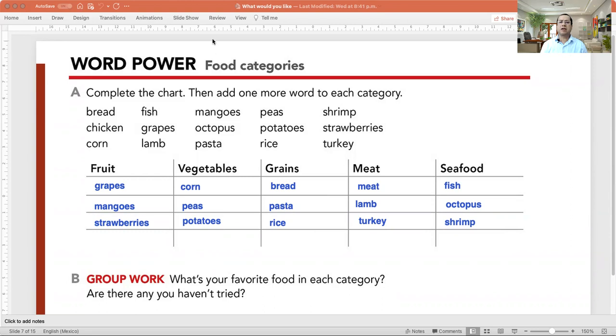So I think we need some space for one more. So let's just put one more fruit, grapes, mangoes, strawberries. What about a typical one, apples, and one more for corn. We get corn, peas, potatoes. What about beans? You know, frijoles, of course, that's a kind of grain. I'm sorry, this goes into the next category. This is vegetables, all right?